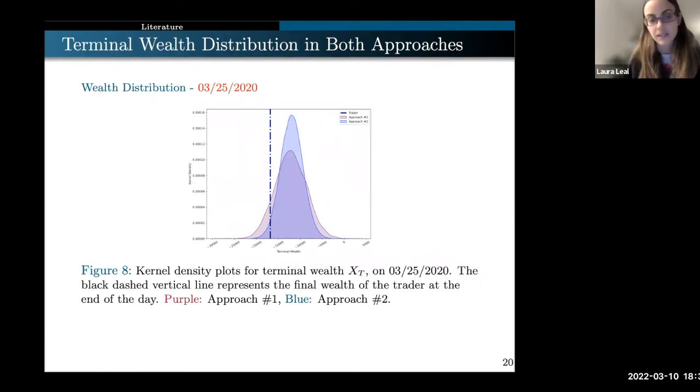And here is the same KDE, but the trader is now spending more money than any other approach. So meaning it may be because their goal was not that of execution, but also if they didn't want to do much, they should have not done anything at all and not spend money like this.